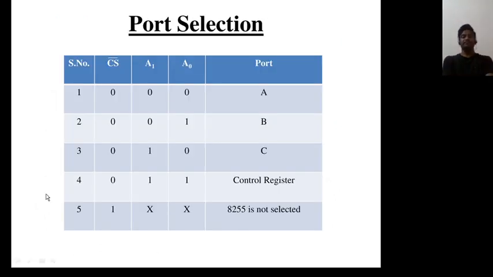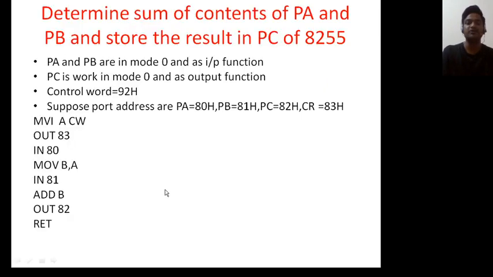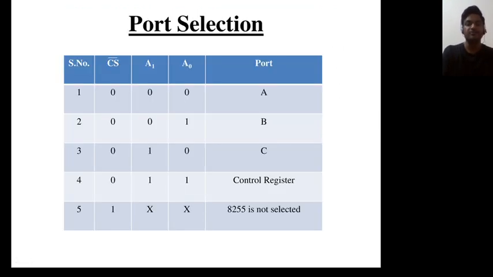Now again there is an important thing we need to remember. CS bar is the chip select signal. When its value is 0, 8255 will operate, otherwise not. And A1 and A0, these two bits are used to determine the port address.